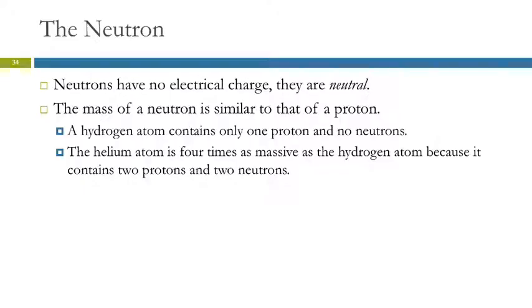Neutrons have no electrical charge. They are neutral. Protons, positive. They both start with P. Neutrons, neutral. They both start with N. Okay. The mass of a neutron is similar to that of a proton. For most purposes, we can consider it to be the same. So the hydrogen atom has 1 proton, helium atom has 2 protons and 2 neutrons, and that explains the mass.